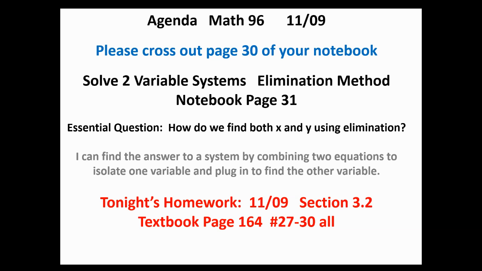If at the top of page 31, you could write down the essential question: How do we find both the x and y using elimination? And at the end of this lesson, you should be able to say that you can find the answer to a system by combining two equations in order to isolate a variable, then plug that variable in to find the other variable, because we need to find both x and y.